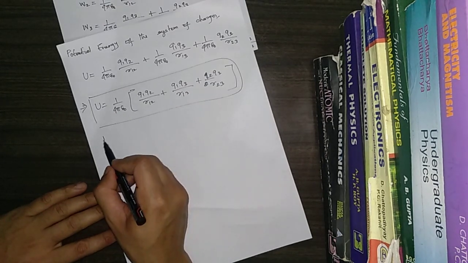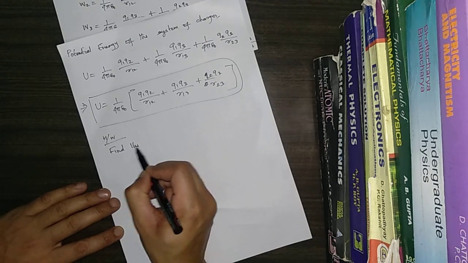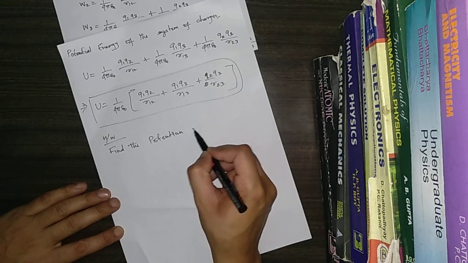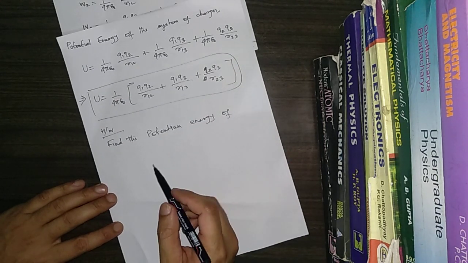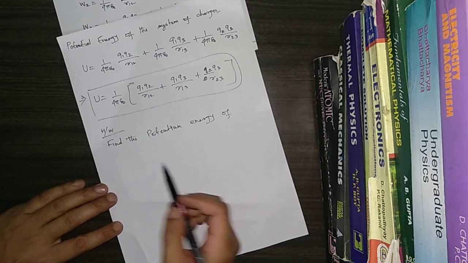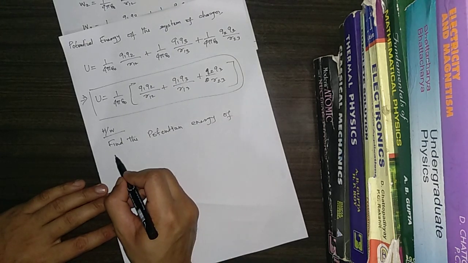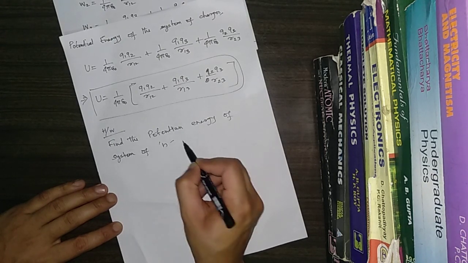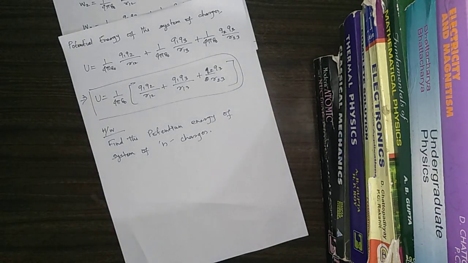Your homework will be to find the potential energy of a system of n charges. This you are going to do at home.